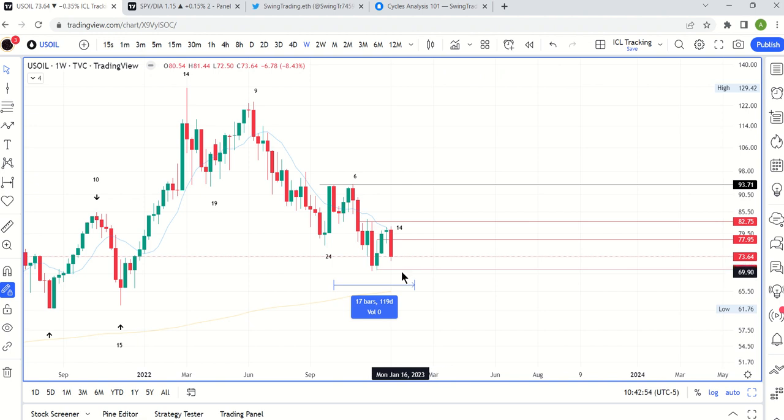Now, none of this is a guarantee by any means. These are scenarios, and if we start to see that they're playing out, it helps us position ourselves. So we have a plan if one of the scenarios that we've laid out is playing out, right?